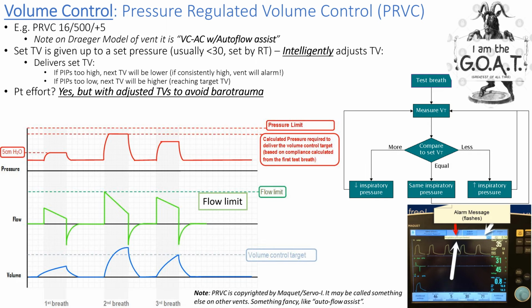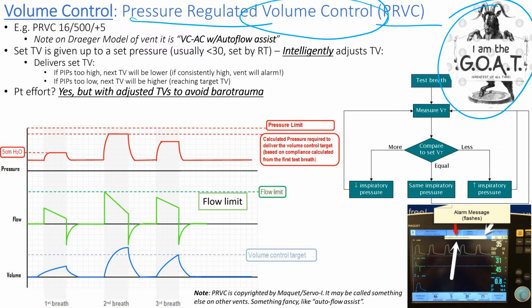So what's the GOAT? What's the one we want to use every single time? All right, that is our volume control mode known as PRVC. It's a volume control mode, but it's pressure regulated. It's going to say, I see that you want to give 400, right? You want to give 400, but you know what? I'm going to give 300. We're going to try 300 first. I appreciate you. I understand you. I respect your decision making, but I don't trust you.